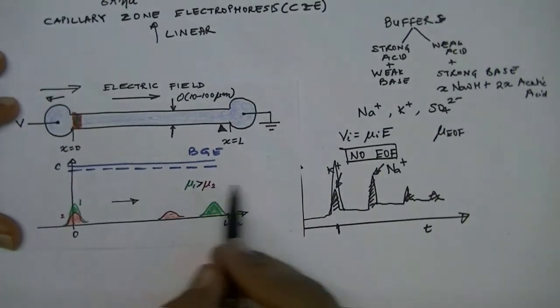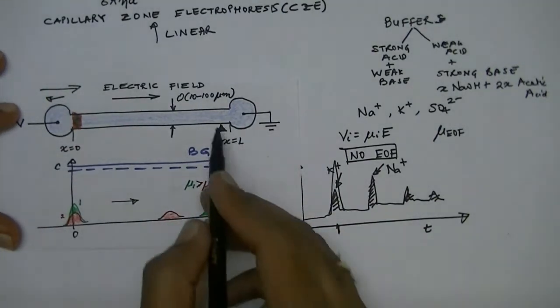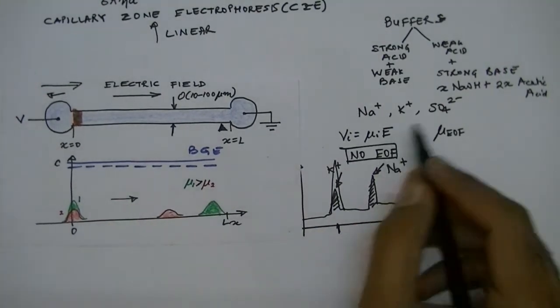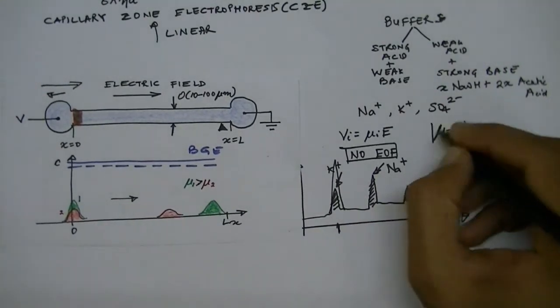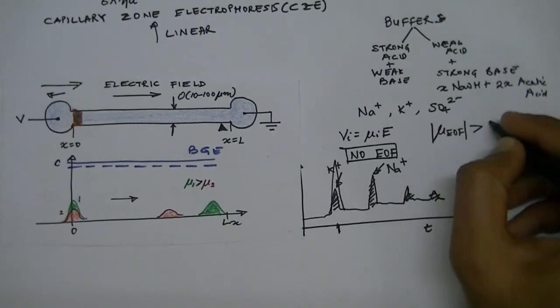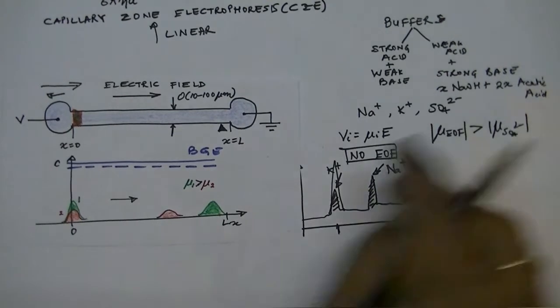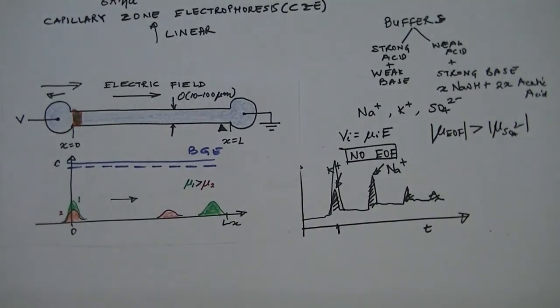So using the same system, in the same experiment, you can detect both positive and negative ions, provided that the magnitude of EOF mobility is larger than the magnitude of the ion that you wish to detect.